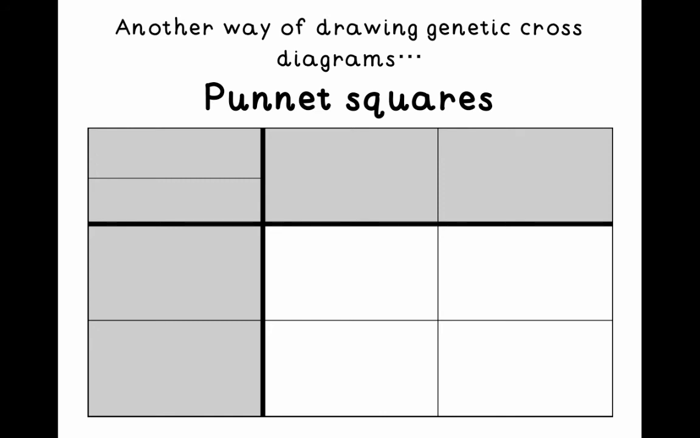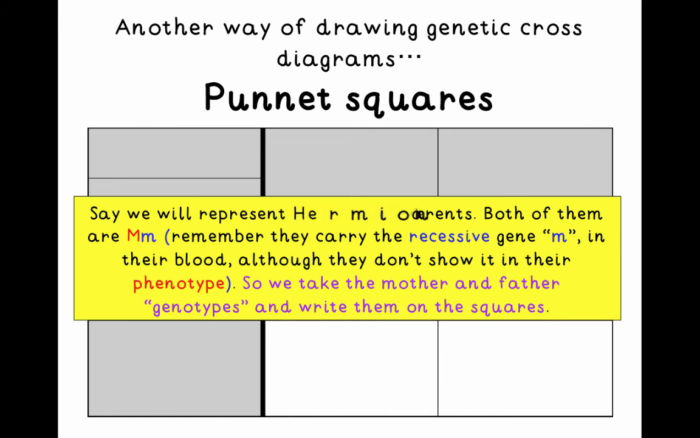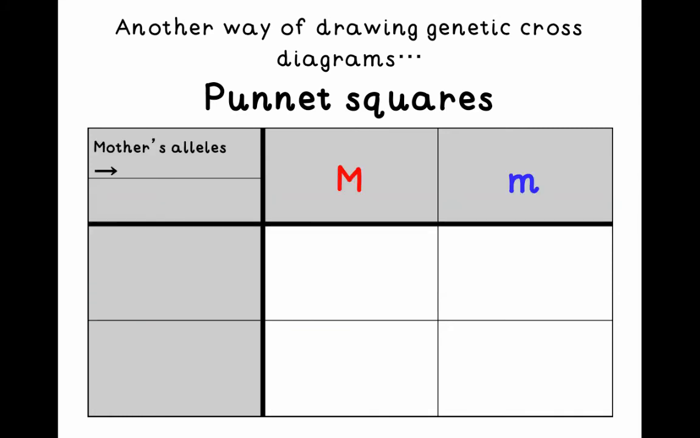So let's start with a hypothetical case that we represent Hermione's parents. Remember that both of them were uppercase M, lowercase m because they were carrying the recessive gene, although they don't show it in their phenotype. So let's write the genotypes of their mother and their father, uppercase M, lowercase m. So here's the mother and here's the father. This is where I'm going to place the mother, and this is where I'm going to place the father. If you want to put the father here or here, it's the same because they each have an equal chance. But let's just, by convention, put the mother over here.